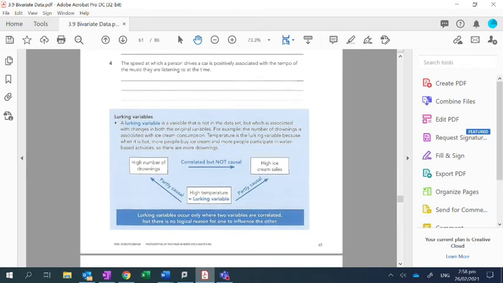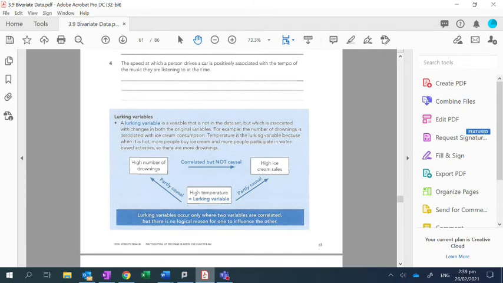Now let's talk about the other thing, which are called lurking variables. You need to describe and see if you have what are called lurking variables. And the ice cream is a great one. So a lurking variable is any variable that is not in the data set, but which is associated with changes in the original variable. So something that's changing your variables, but not being in the data set. For example, the number of drownings is associated with ice cream consumption, but we know that eating more ice cream is not going to cause you to drown.